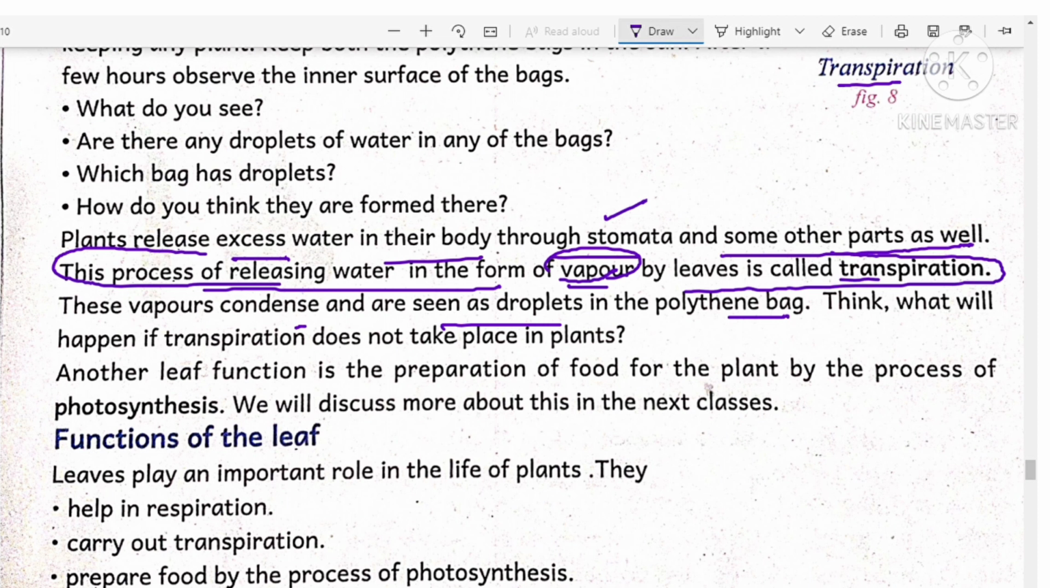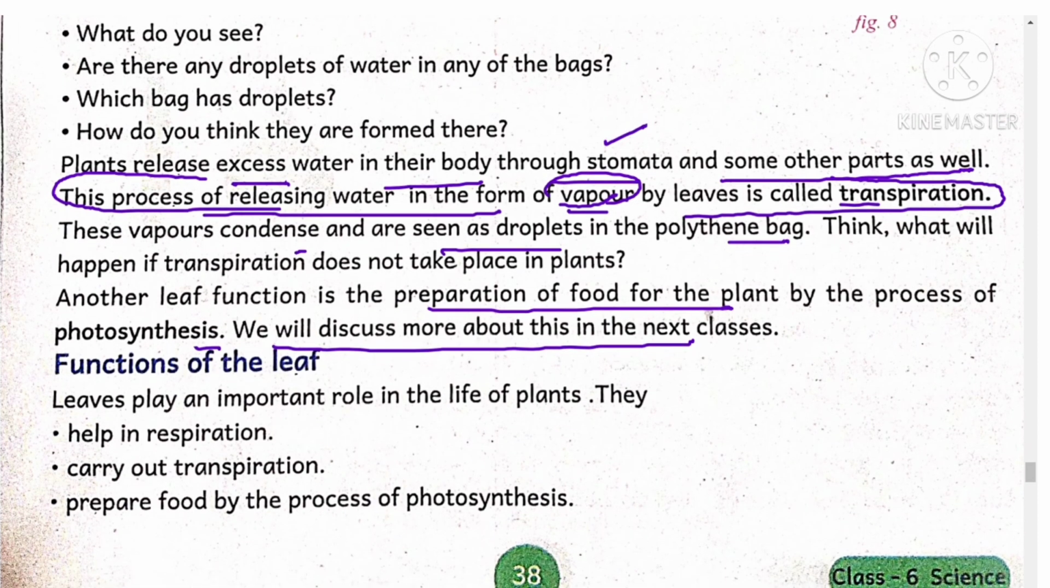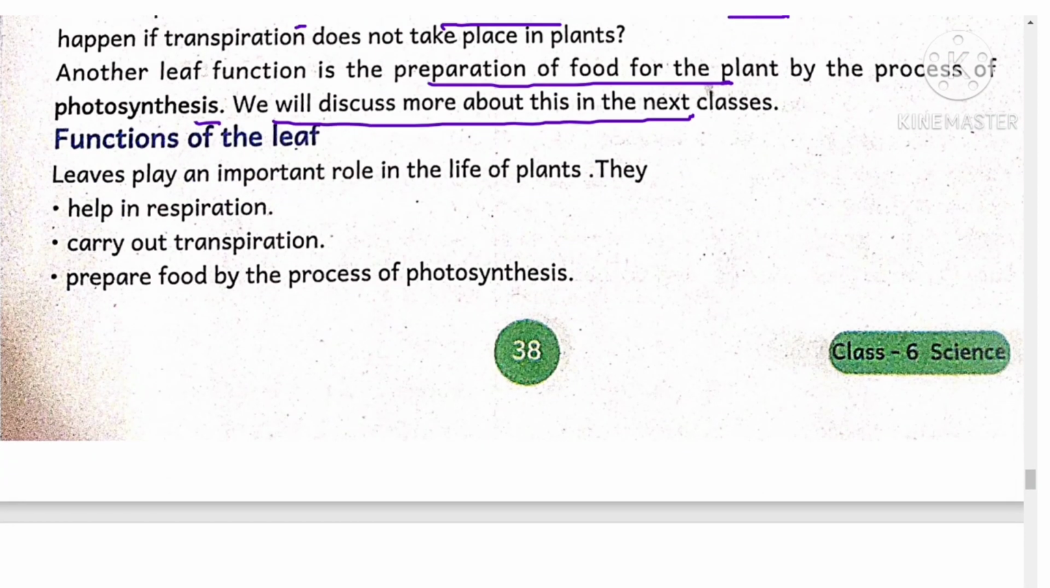Another leaf function is the preparation of food for the plant by the process of photosynthesis. We will discuss more about this in the next class. See first the functions of the leaf. Leaves play an important role in the life of plants. They help in respiration with the help of stomata. They carry out transpiration with the help of stomata.